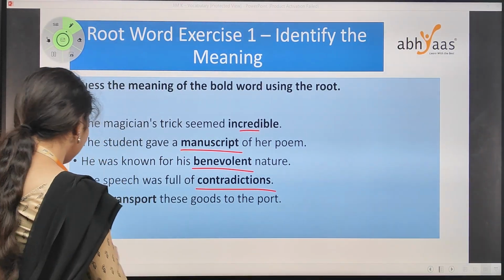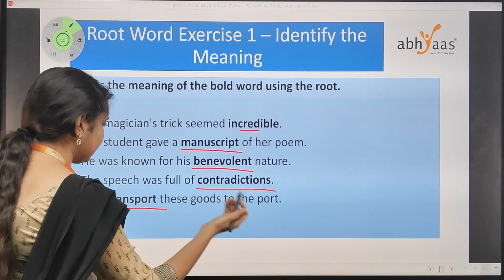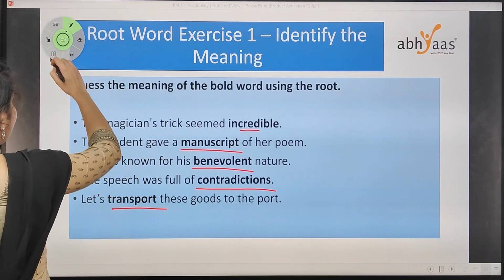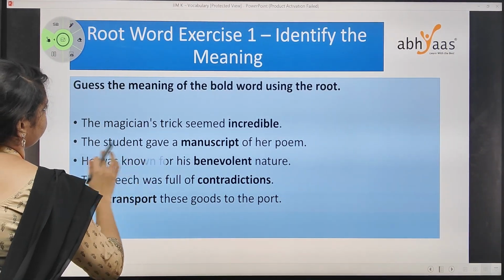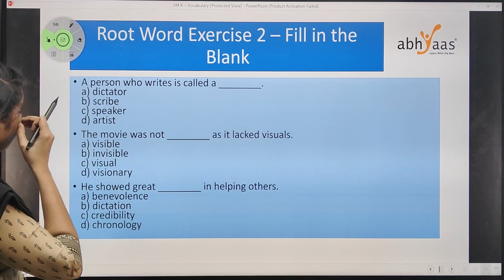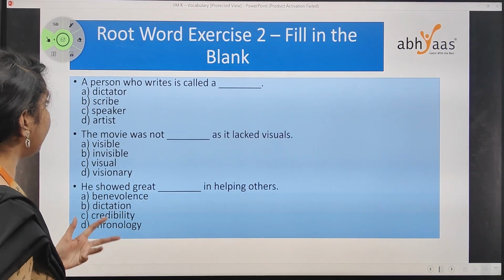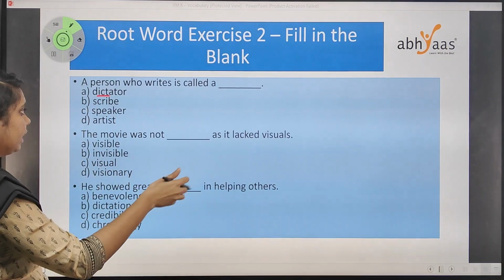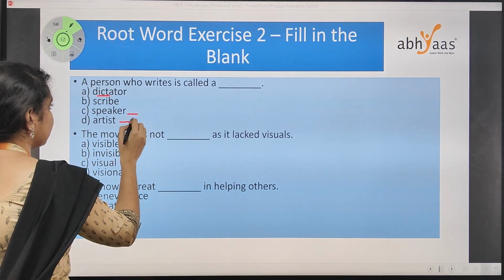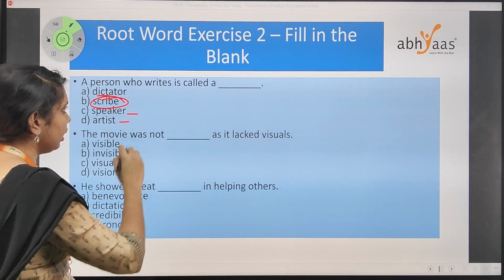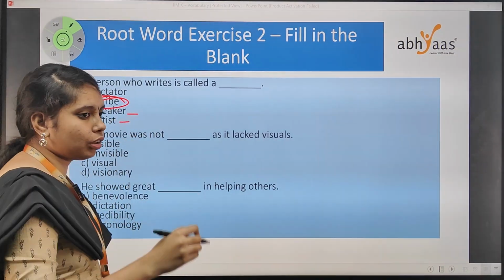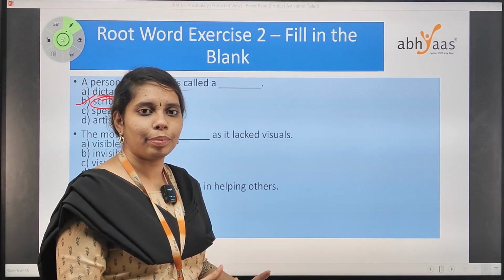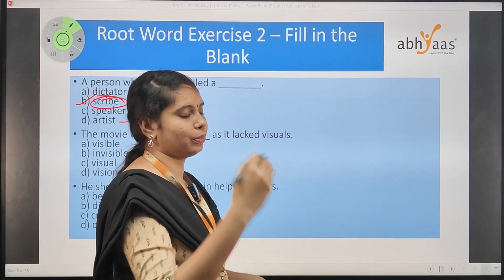Let's transport these goods to the port. We have already seen how transport also works, right? So like this you can try to identify the meaning of the words. Let's see how we can fill in these words. A person who writes is called a, so what is dict? Dict is when he speaks, right? Speaker, artist. But scribe or script, if you remember, is the one who writes. Even in competitive exams, if someone is physically handicapped and they can't write, we say that they are accompanied by a scribe. Scribe is someone who writes for them.